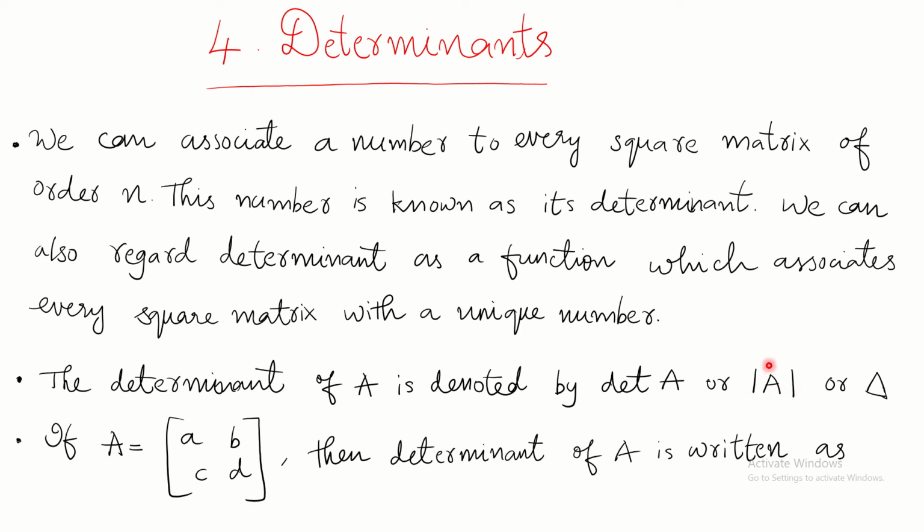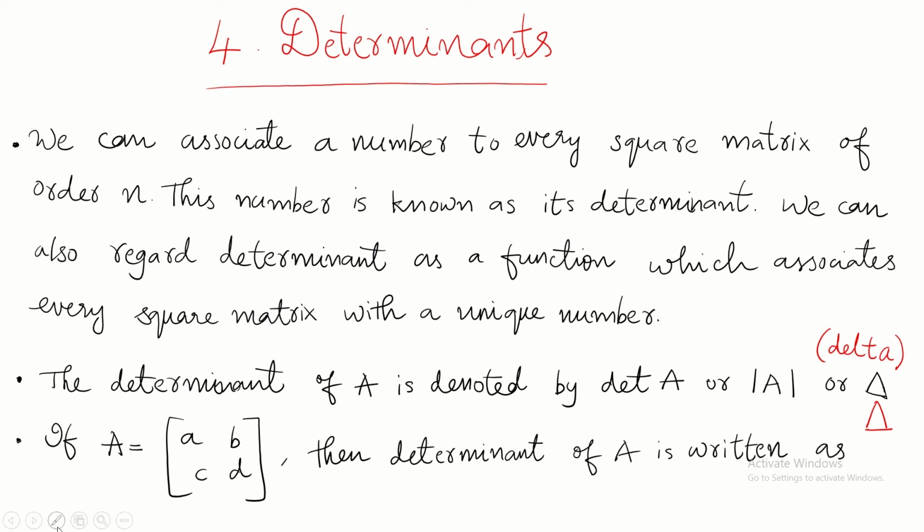Like this you write determinant of A, or delta. This is known as delta, the triangle. I'll be writing delta here. I think you all know that somewhere in physics you might have studied delta. This is delta, the triangle-shaped one. This is the determinant of A.